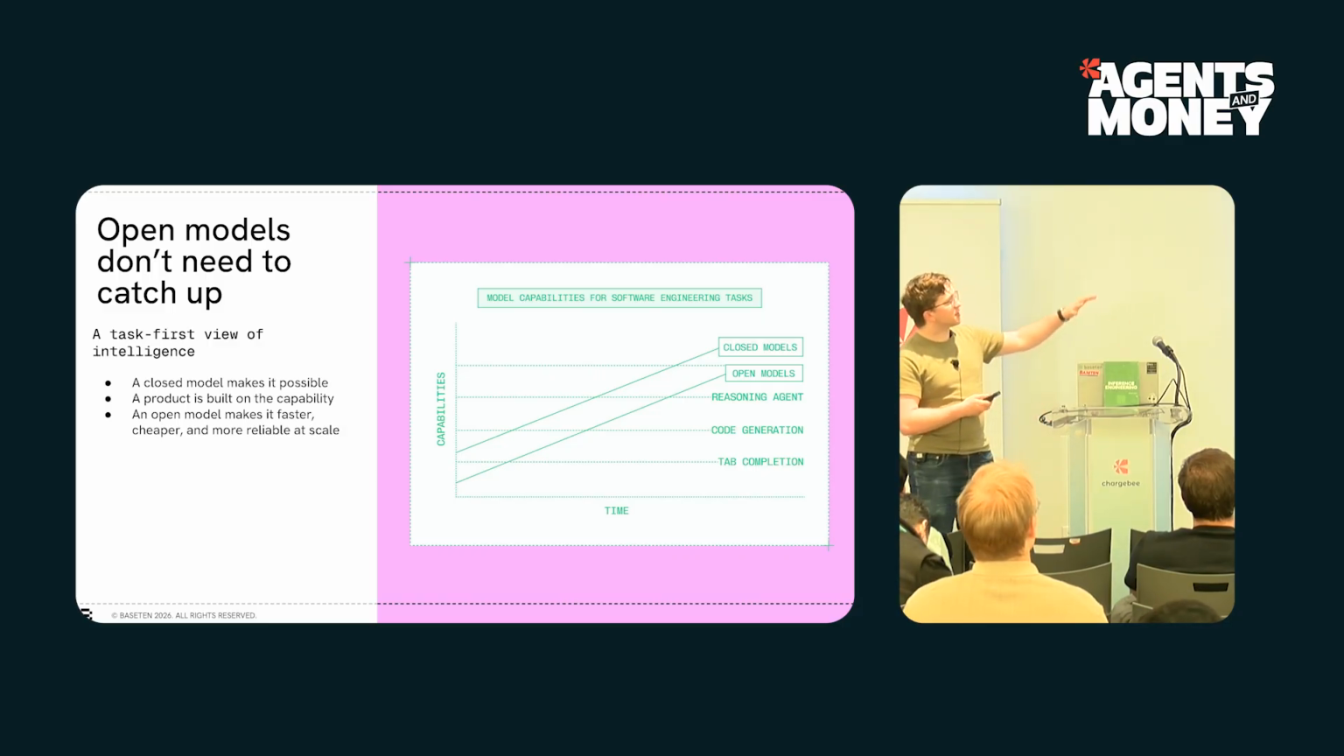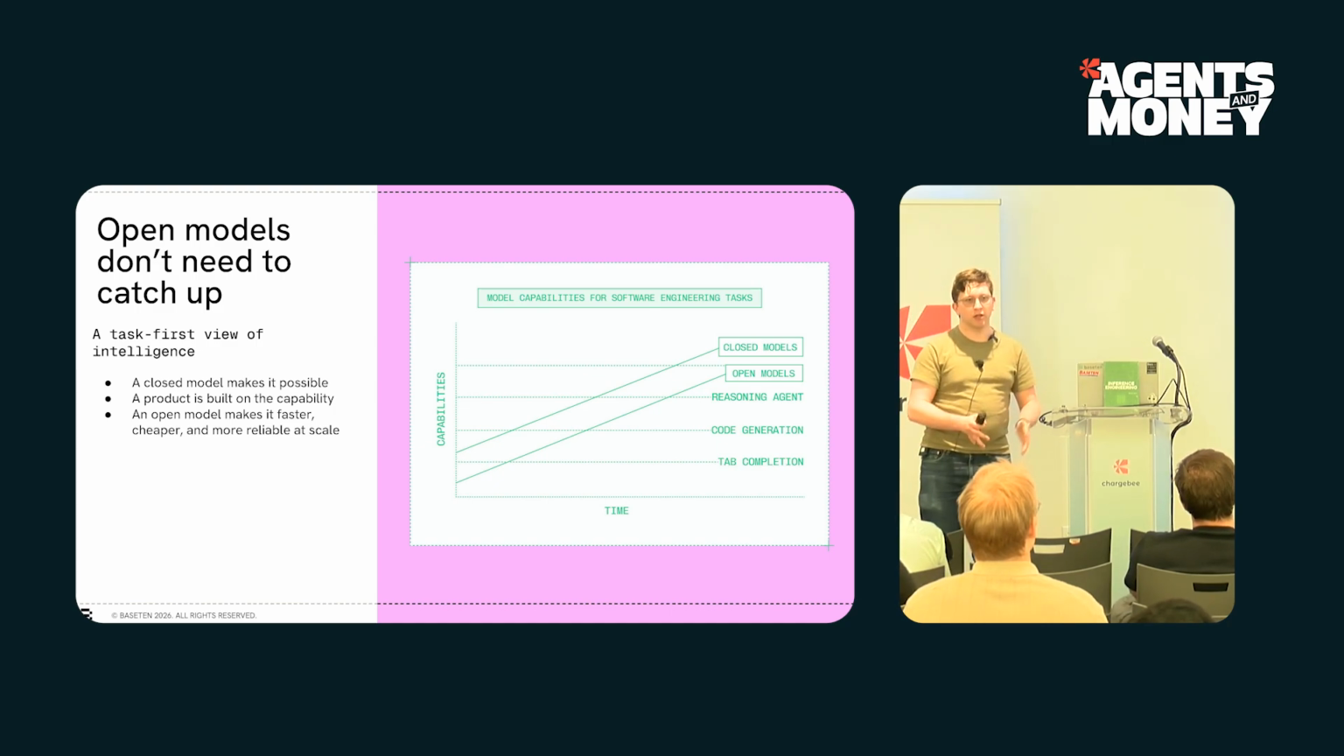What really matters is a task-first view of intelligence, where as you're building your agents, a closed model makes it possible. You build a product, you build an agent on the capability, and then an open model comes along, makes it faster, cheaper, and more reliable at scale. And this is great for personal agents, if you're building your own OpenClaw setup.